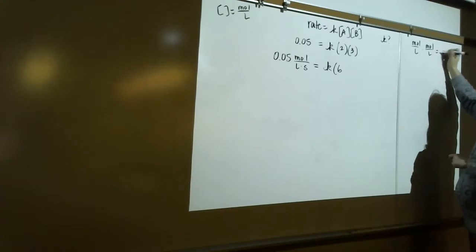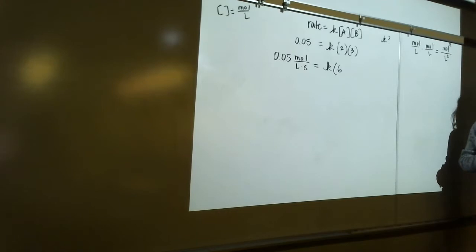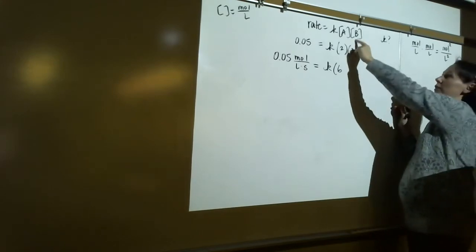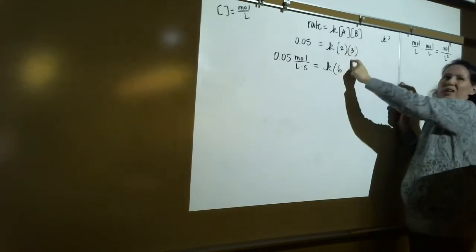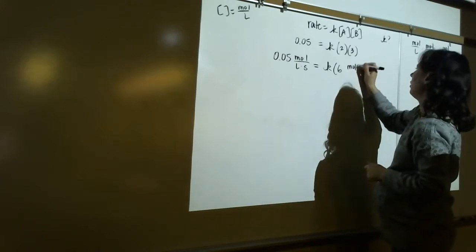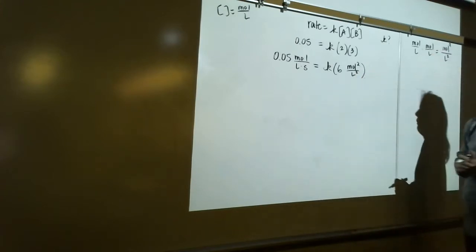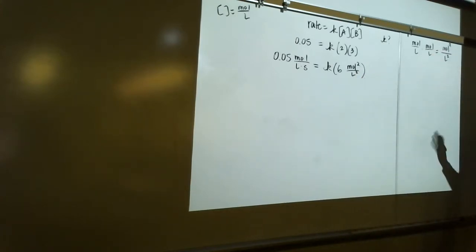Oops. What would that be? Moles squared per liters squared. Does everyone see how we did that? Right? Because this is moles per liter, this is moles per liter. If this is 2 and this is 3, I'm just making these numbers up. This would be 6 moles squared per liter squared. Okay, is everyone with me on how I did that? Just making those numbers up.